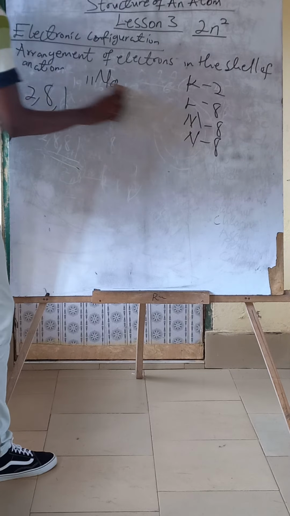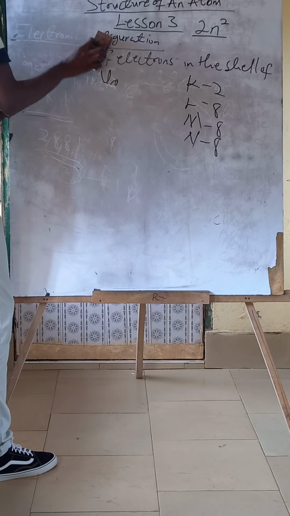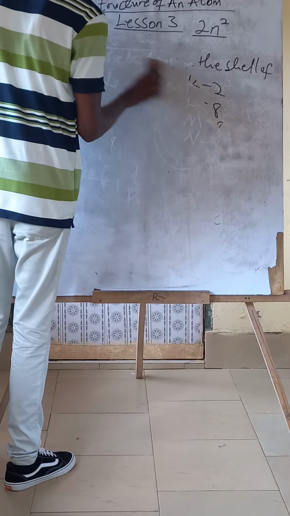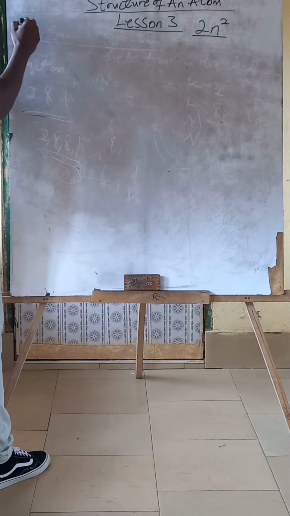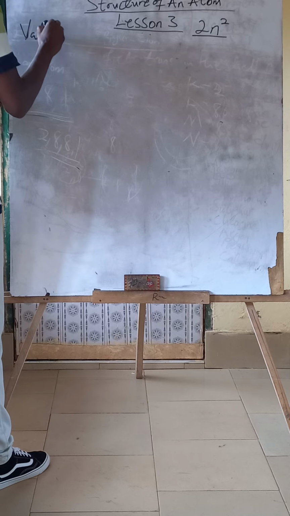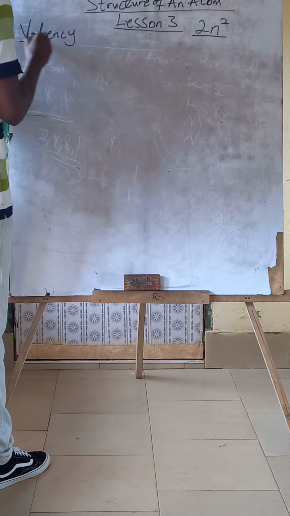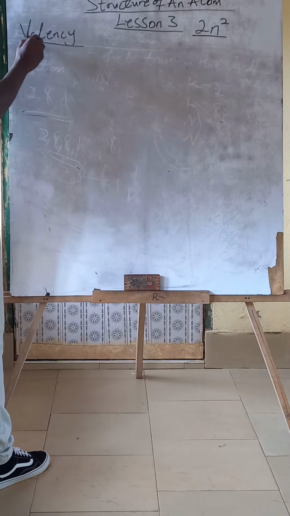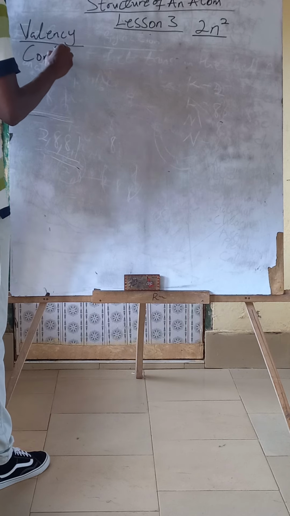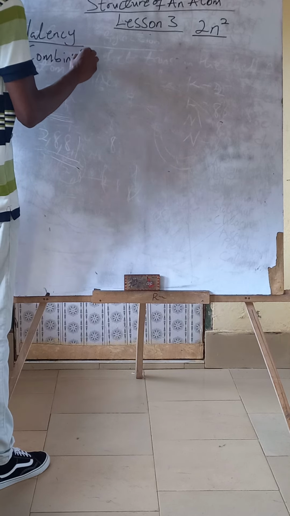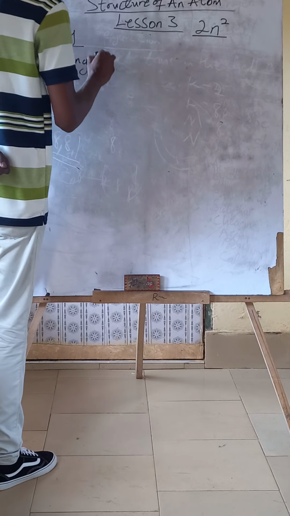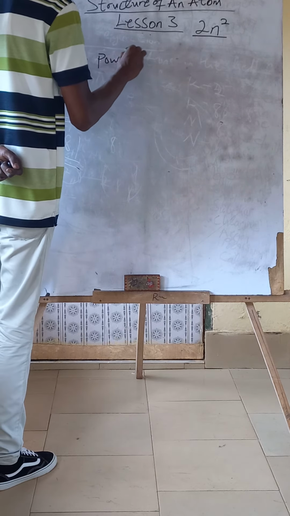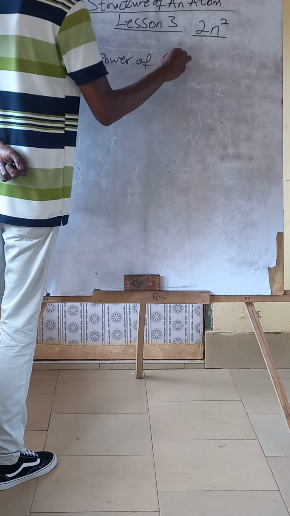So let us quickly move to valency. So what is valency? Valency is simply the combining power of an element.